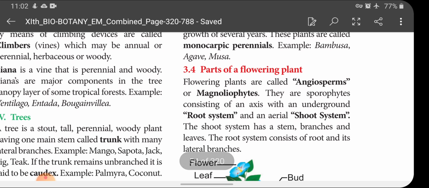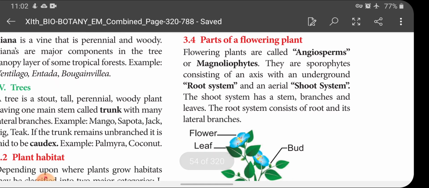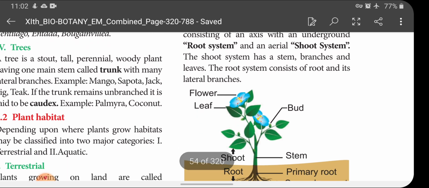Example, Bambusa, Agave, Musa. Parts of a flowering plant. Flowering plants are called angiosperms or magnoliophytes. They are sporophytes consisting of an axis with an underground root system and an aerial shoot system. The shoot system has a stem, branches and leaves. The root system consists of root and its lateral branches.